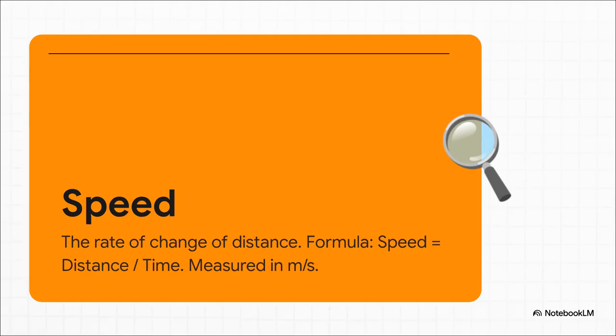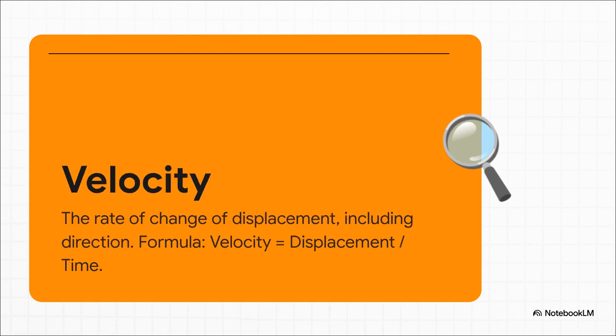At its core, speed is just the rate of change of distance. You travel 100 meters, it takes you 10 seconds, your speed is 10 meters per second. That's it. Simple. It's a scalar. Velocity, on the other hand, is the rate of change of displacement. It tells us how quickly your position is changing and in what direction. And get this, you could be moving at a totally constant speed, but your velocity could be changing constantly. Just picture driving around a roundabout. Your speed might be steady, but because your direction is always changing, so is your velocity.